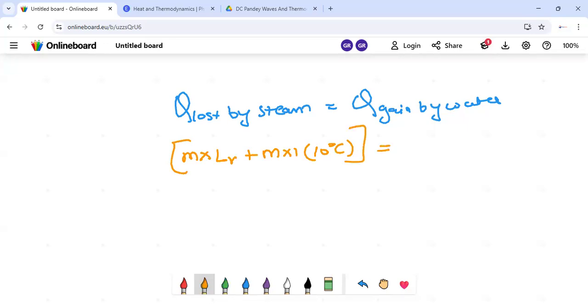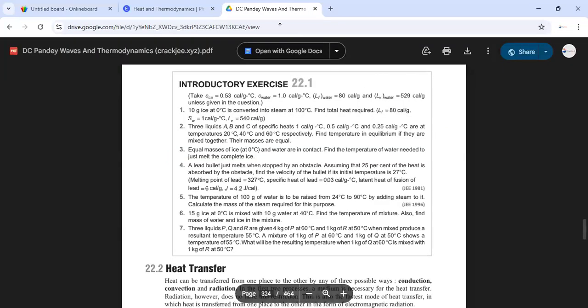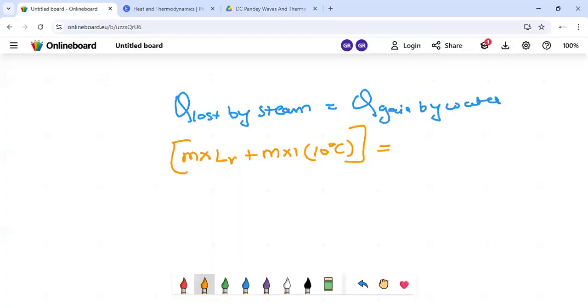And heat gained by water, how much was the mass of the water? 100. So 100 into 1 into 90 minus 24. Just calculate, you'll get the value of LV, you take it as 540.